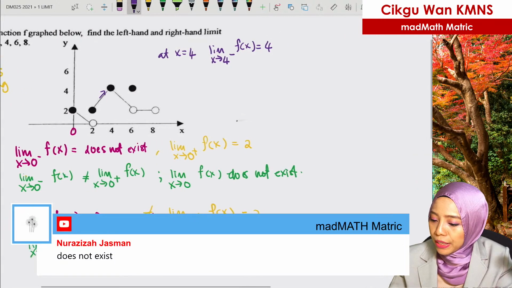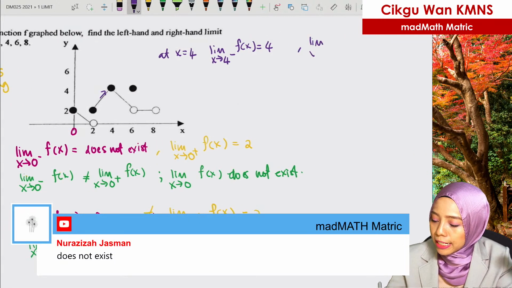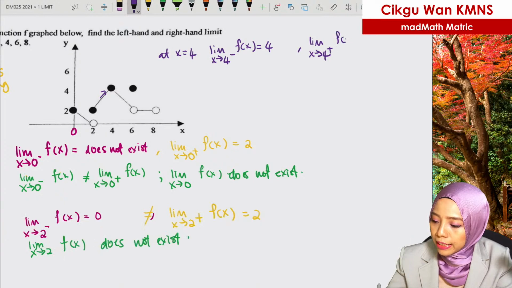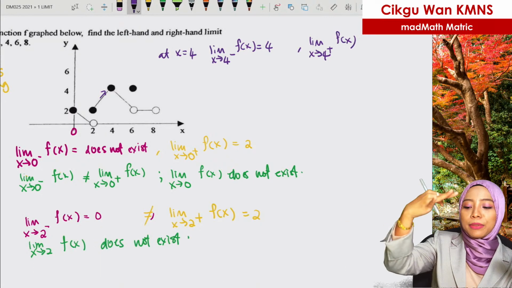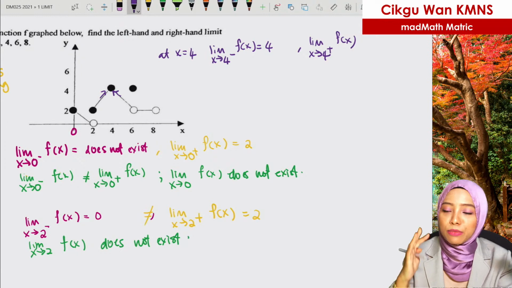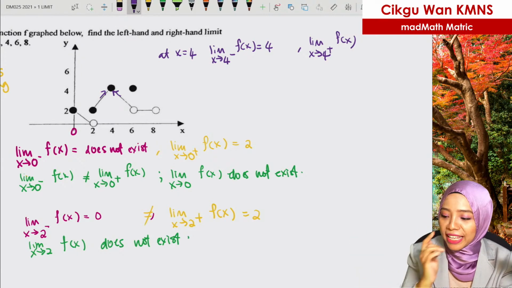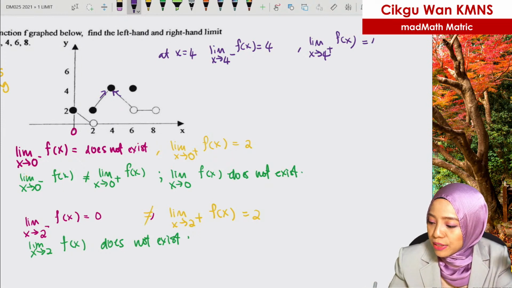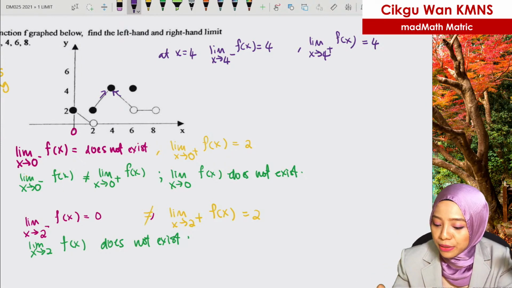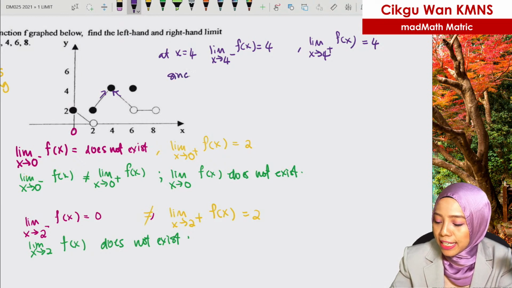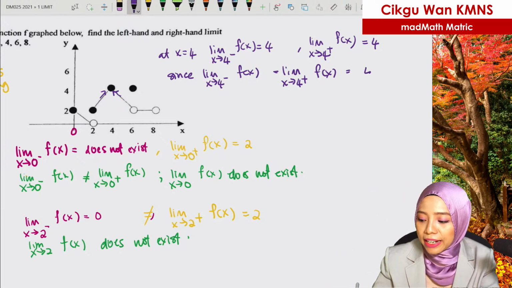And what happened when limit x approaching 4 from the right? What is it from the right, guys? From the right it is also the same, it heads to the same peak. You are not in Akademi Fantasia. It heads to the same peak. So it is the same. So what happens if it is the same? So since limit x approaching 4 from the left is equal to limit x approaching 4 from the right, so the limit exists at 4.